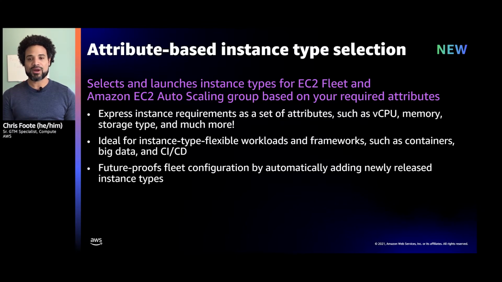So consider perhaps containerized workloads, which perhaps per task, customers may not care about the exact underlying hardware that's underneath. And perhaps they just care about how many vCPU and how much memory you need per task. Or big data where they may be instance type flexible, or even CI/CD workloads. What this is doing is future-proofing configurations by allowing customers to automatically leverage newer instance types, because attribute-based instance type selection will come back with a list and select it this way.